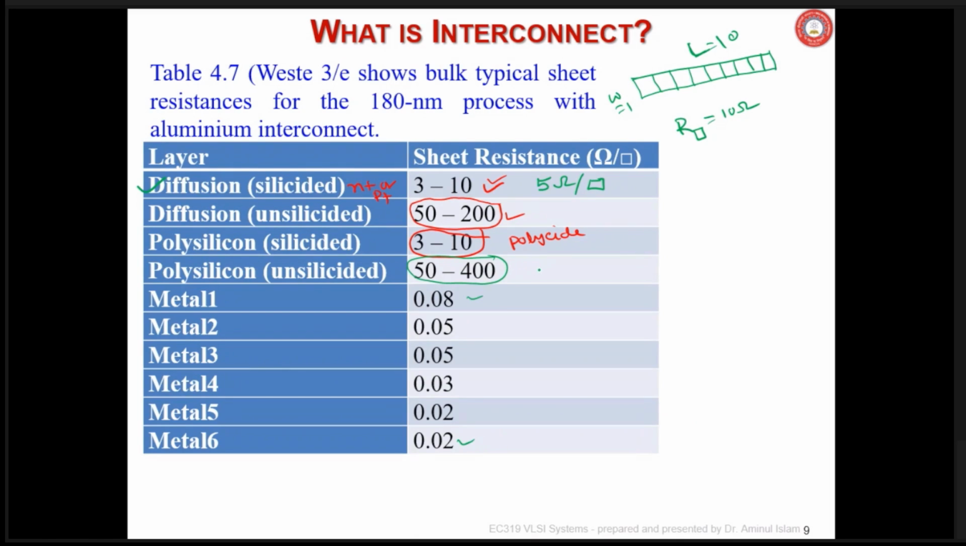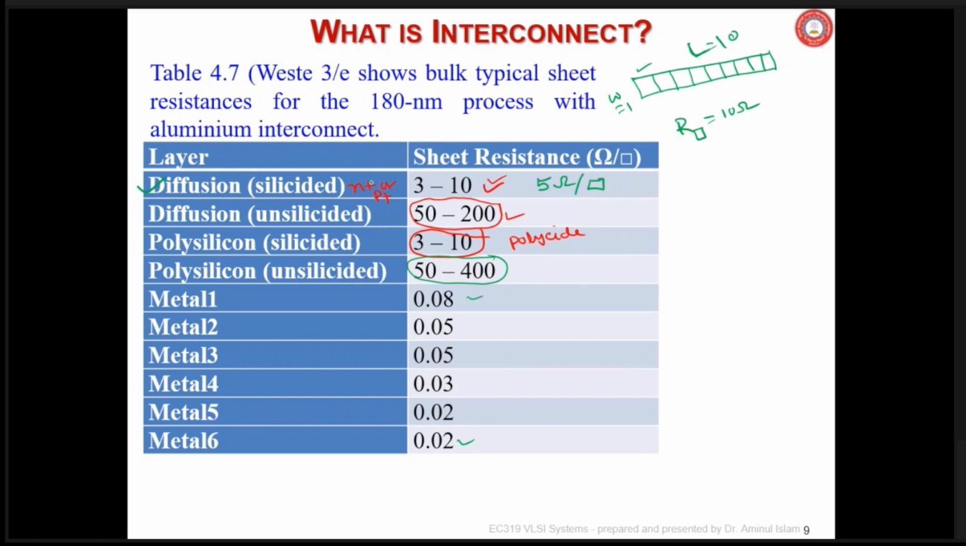Is it understood, Prajual? Sir, can you explain the difference between silicided and unsilicided? Yes, this is going to come in future slides also. But remember, if you consider unsilicided diffusion, then you see here 50 to 200 ohm per square, so resistance is more. Whereas if you silicide it, then resistance is less, about 5 ohm per square.